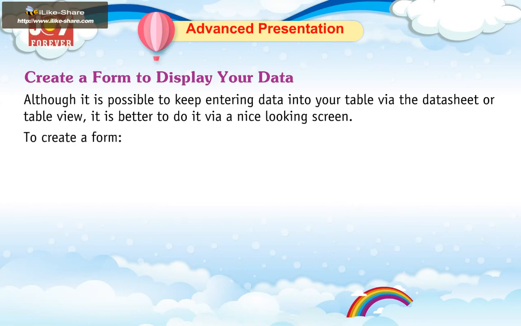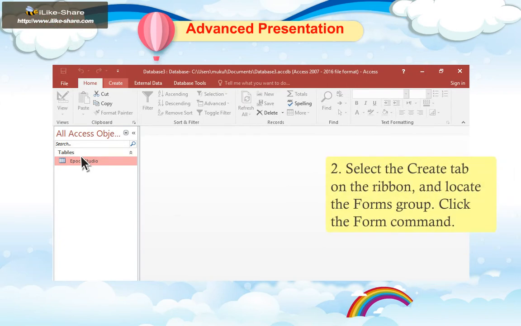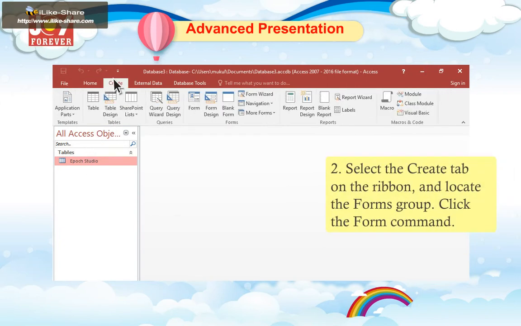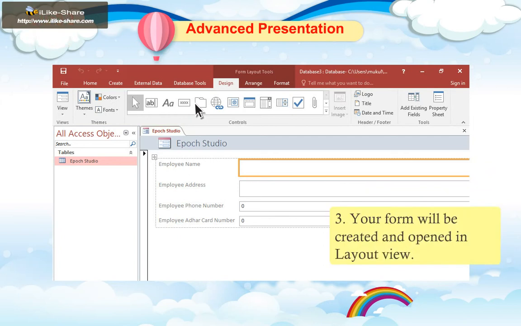To create a form: 1. In the navigation pane, select the table you want to use to create a form. You do not need to open the table. 2. Select the Create tab on the ribbon and locate the Forms group. Click the Form command. 3. Your form will be created and opened in Layout view.